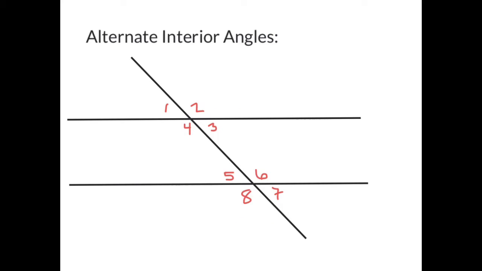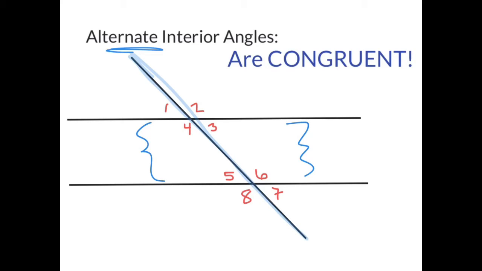Now, alternate interior angles are going to be very similar to alternate exterior angles, except we're only going to be looking at the angles inside of the parallel lines. And alternate, again, means that it's going to be on opposite sides of this transversal, and they're going to have the same relationship that the alternate exterior angles had. They are congruent. So alternate interior angles are congruent. So let's go ahead and figure out what the alternate interior angles are.